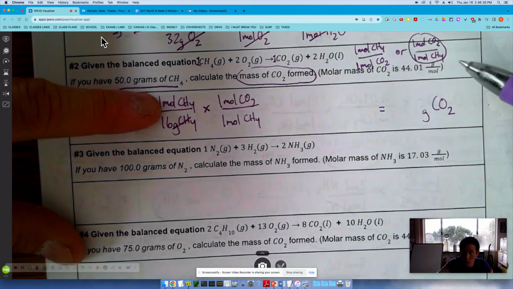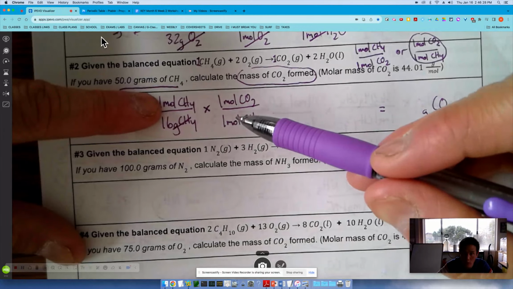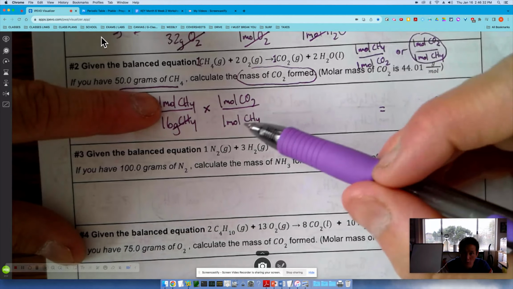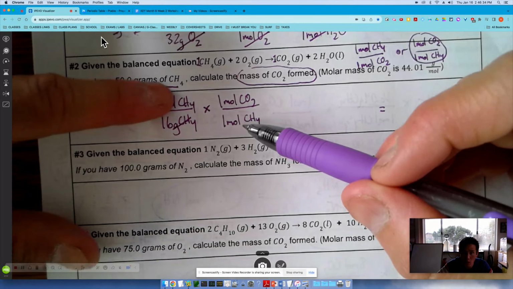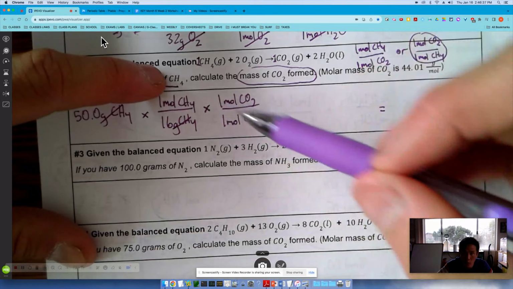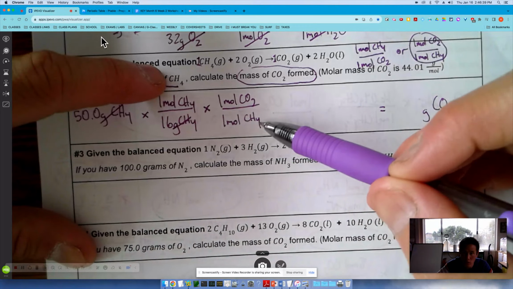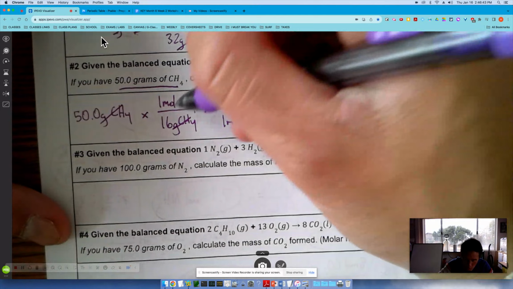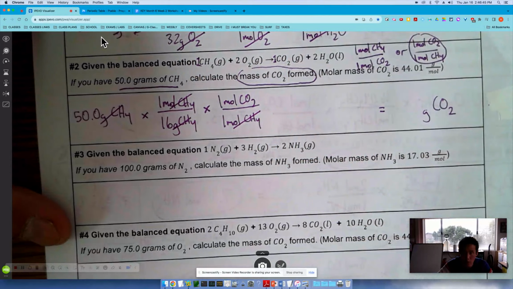If I use the other version, the mole of CO2 would be at the bottom, and that would mean I could not cancel out the mole of CH4. So the order does matter. Moles of CH4 will cancel out.